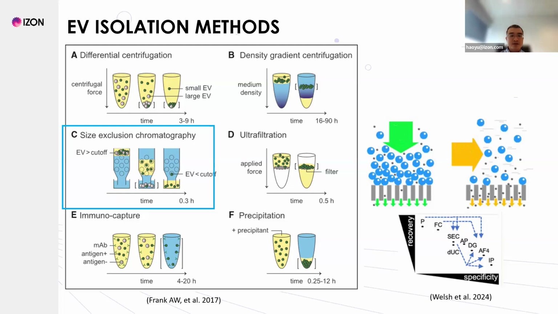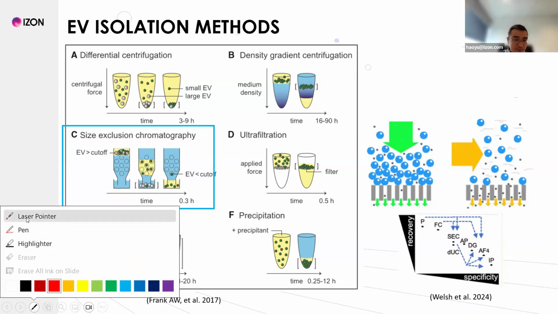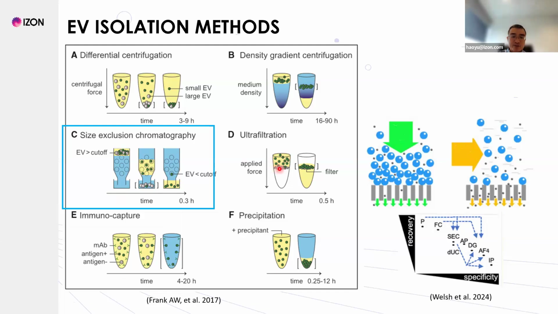And the fourth one, ultrafiltration. Ultrafiltration mainly uses a molecular weight cut-off membrane. The membrane can be of different sizes. Those usually used for EV isolation are 100 kilodalton and 300 kilodalton membranes. Molecules smaller than the membrane hole size will pass through the holes, and molecules larger than the membrane hole size will be retained.